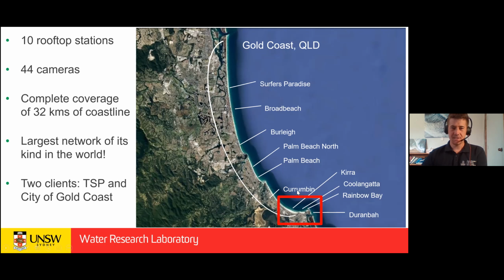To start off with, let's zoom in on the southern part of the coast and have a look at one of the sites. So here's an aerial view of the southern part of the Gold Coast, and each one of these spots here is a high-rise building where we've got a bank of cameras.